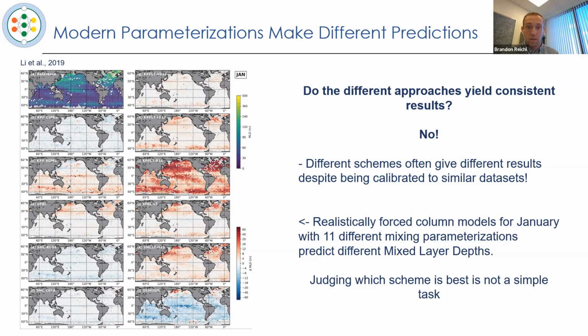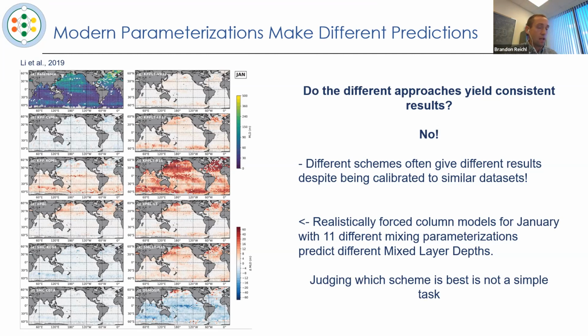Well, do they at least give consistent results when you put them in a similar framework? A short answer is no. This is a paper, probably a few people on this call were involved in a few years ago, where we ran a suite of single column models with what were essentially the state-of-the-art ocean mixing parameterizations. What I'm showing is the difference of the mixed layer depth in those simulations from the ensemble mean.